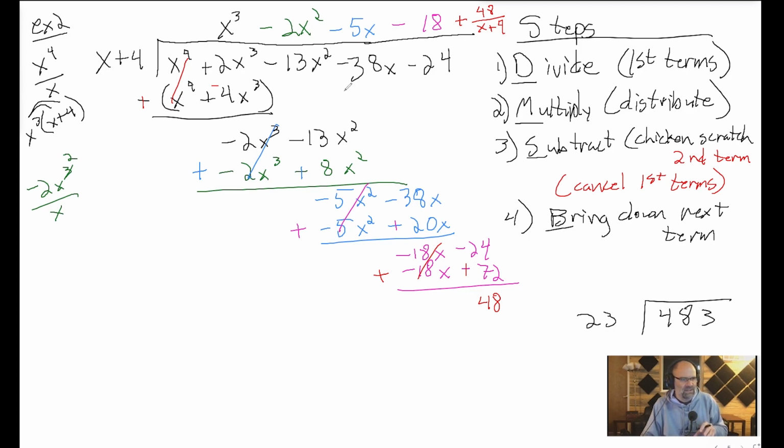So you just had to deal with that lingering second term. The only time you had to worry about that is when you did steps 2 and 3. When you multiply, you have to distribute that answer to both terms. And then when you subtract, instead of just canceling and looking at the next term like you did in the last example, you just chicken scratch that second term.